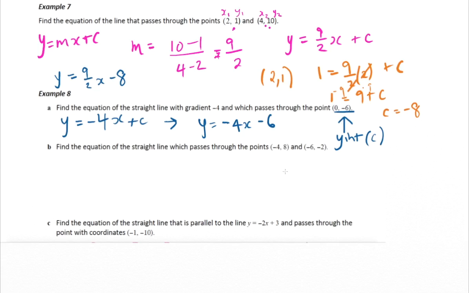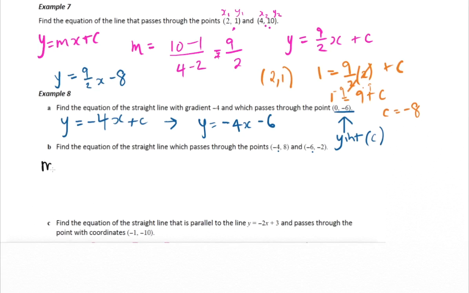Part B says find the equation of a straight line which passes through these 2 points. So I'm looking at these 2 points. There's nothing special about them. Neither of them are intercepts, which means neither of them help us. So to find the equation, this is exactly the same as example 7. So what I'd like you to do now is pause your video, work this out yourself, and tell me what the equation of the straight line is going to be.